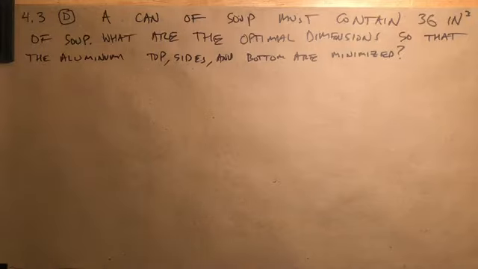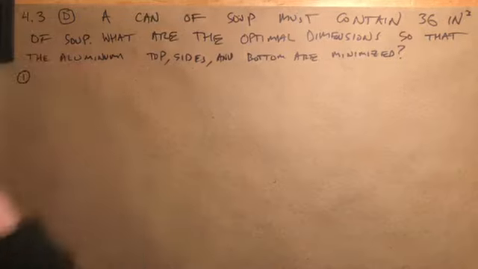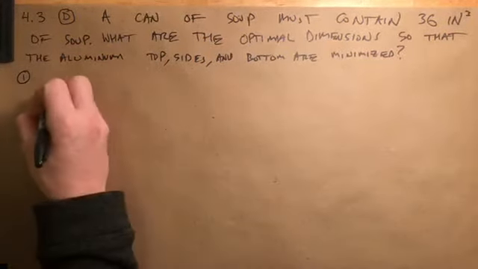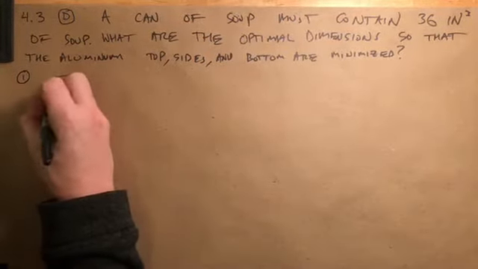Our next problem in our 4.3 series, this is video D: a can of soup must contain 36 cubic inches of soup. What are the optimal dimensions so that the aluminum top, sides, and bottom are minimized? And so we have our problem, and the first thing we're going to have to do is to try to make a picture, and we certainly know what a soup can looks like.